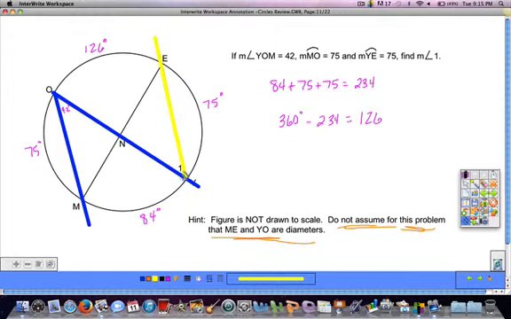So this one, sorry, yellow and blue don't make green in this program. All right. So this angle cuts this arc, so it must be half of it. So 126 divided by 2 is 63 degrees. Let's go back to this. Blue, 63 degrees.